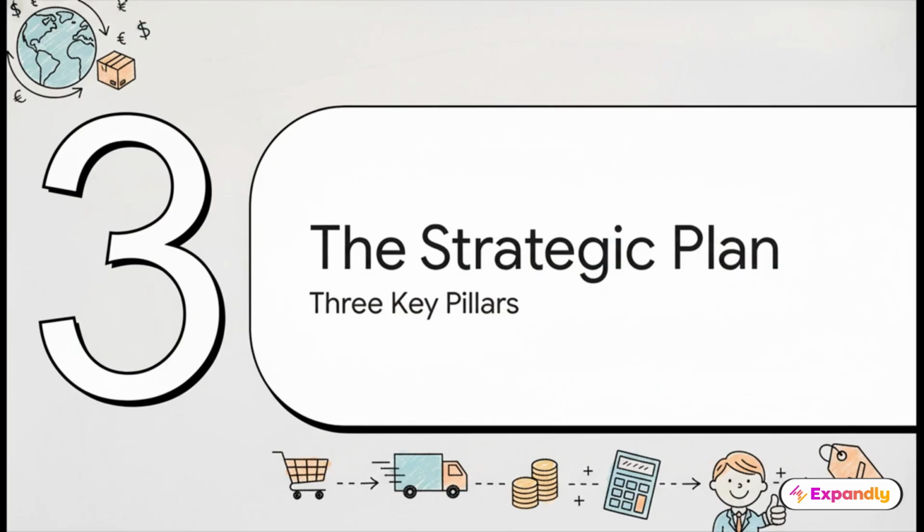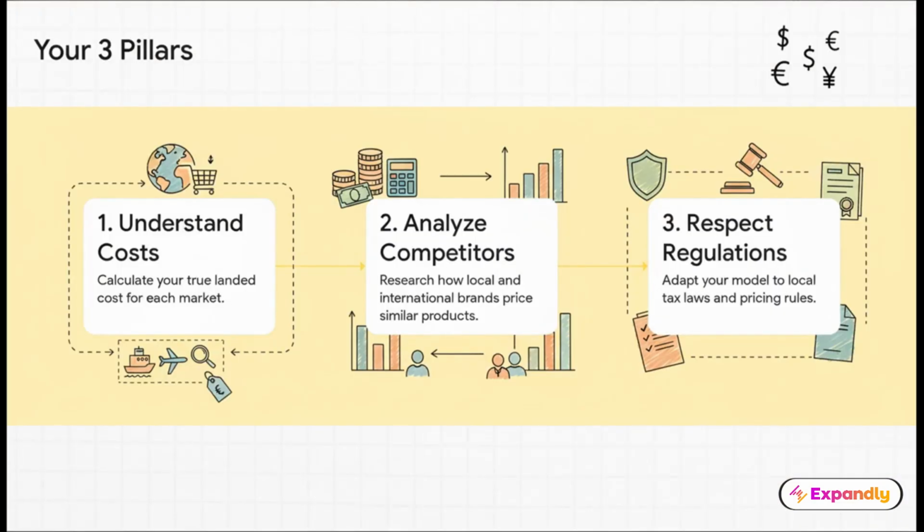Okay, so that feeling of trust is exactly what we're going for. Let's pivot from the problem to the solution. Let's build out an actual, actionable, three-part plan. Your whole strategy really rests on three pillars. First, like we've been saying, you have to deeply understand your true landed cost for each region. Second, you've got to do your homework and analyze what your local competitors are charging. And third, you absolutely must respect the local rules and regulations.